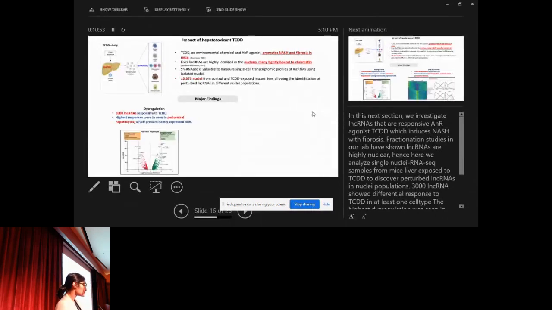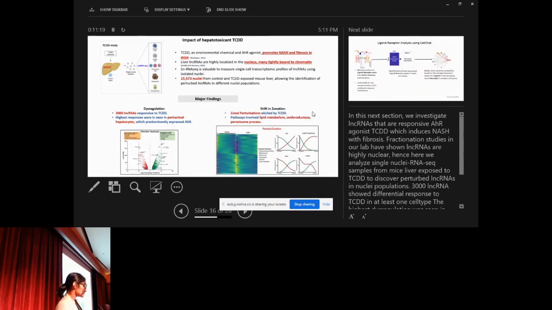So we have about 15,000 nuclei that we investigated, resulting in about 3,000 lncRNAs that were actually perturbed across the TCDD condition. And most of them were showing that kind of difference in the central hepatocytes as opposed to any other cell type. The reason is very straightforward: TCDD is xenobiotic, and the central region is the region responsible for xenobiotic metabolism. Hence, we see that happening.